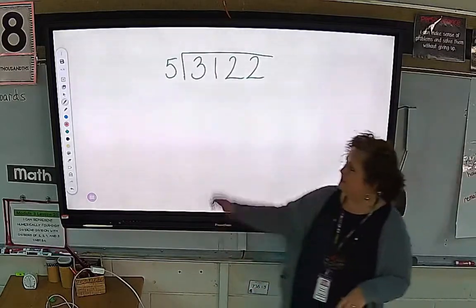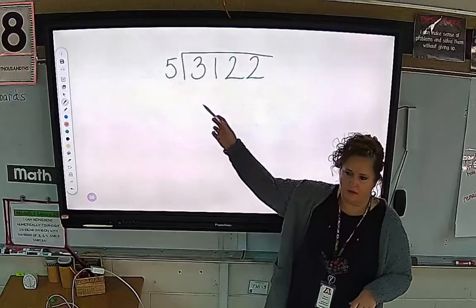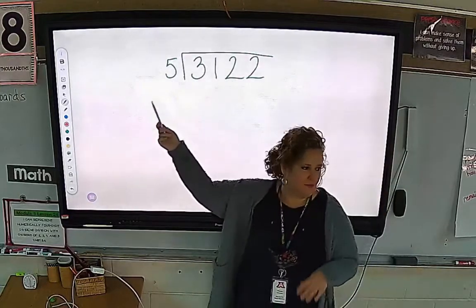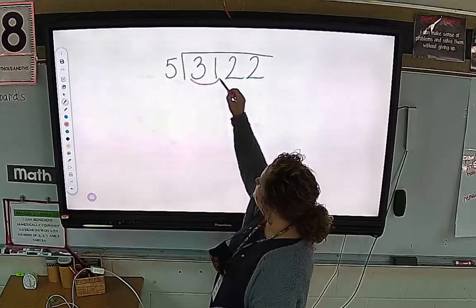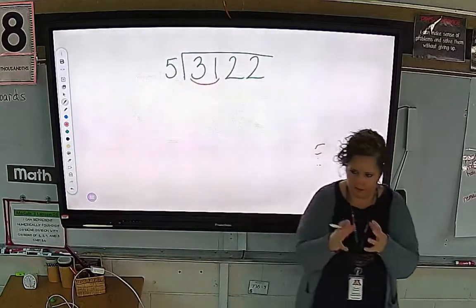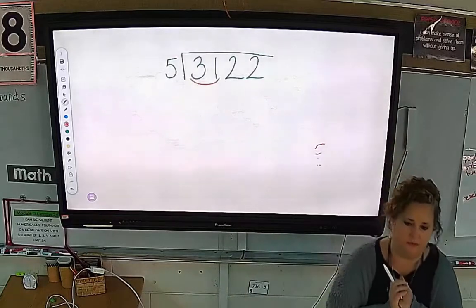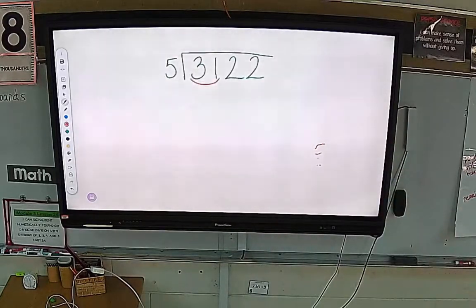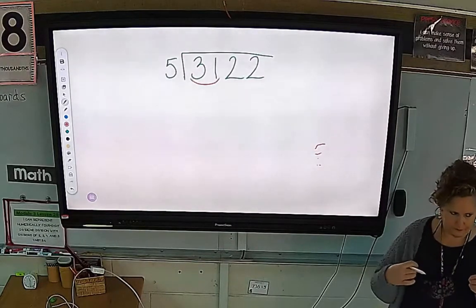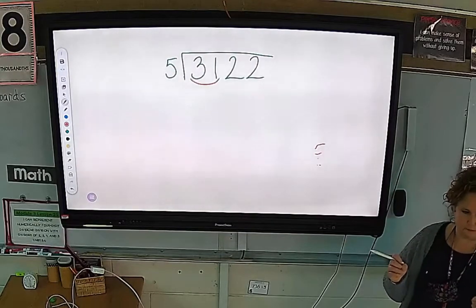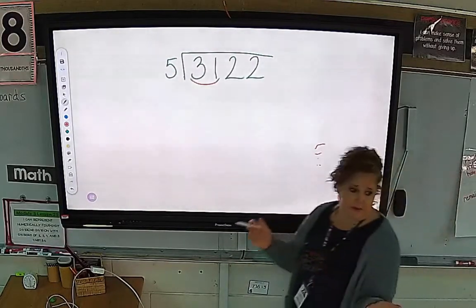Okay. Because immediately when you saw this, I feel like you recognized I can't get a group of 5 out of 3. It's too big. So you've got to grab that digit next door to make a number large enough to get groups of 5 out of. Okay, how many groups of 5 can we get out of 31? That's very close to one of our fact families. How many? 5 times what is closest to 31? What is 5 times 6?